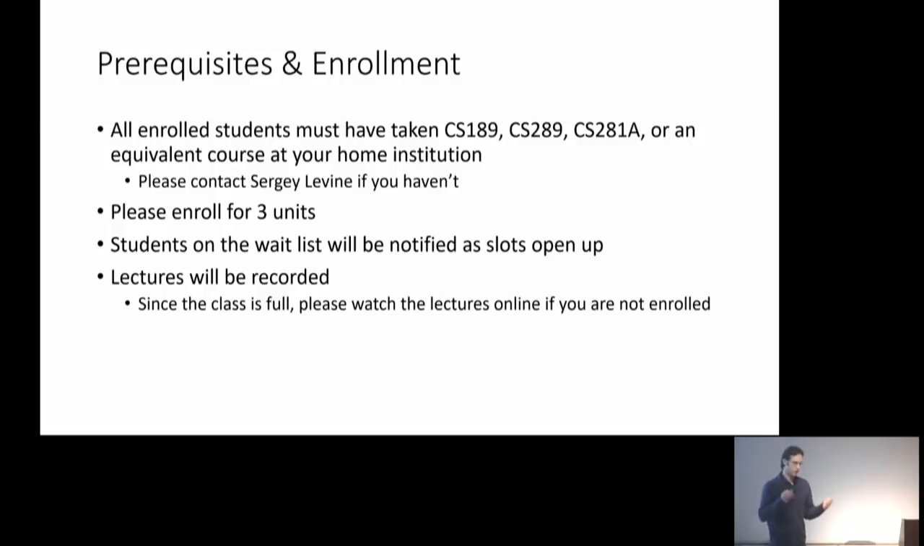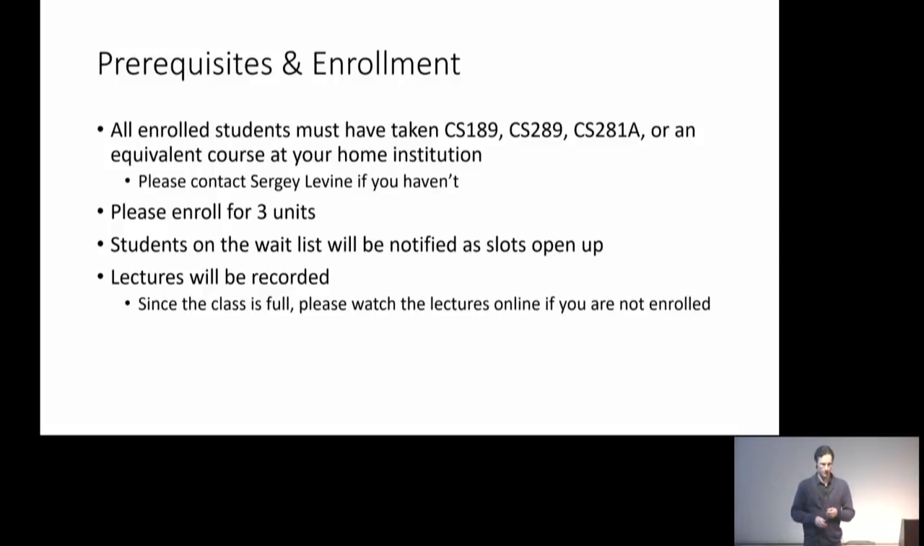So the way the 294 classes work at Berkeley is they allow you to enroll in between 1 and 4 units. By default, I'm assuming everybody will enroll in 3. If you have some compelling reason to enroll in a different number of units, again, please email me or Kate, the head GSI.